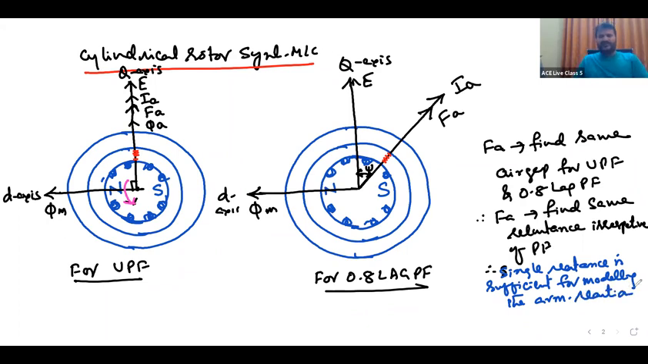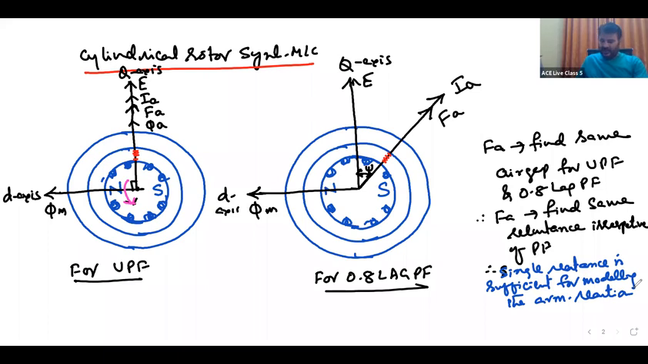Only one reactance is sufficient, that is XA, because everywhere it is finding the same air gap. We know armature reaction is inversely proportional to air gap length. So as the air gap is same, armature reaction is same. Therefore, XA is also same. One XA component is sufficient wherever it may be.